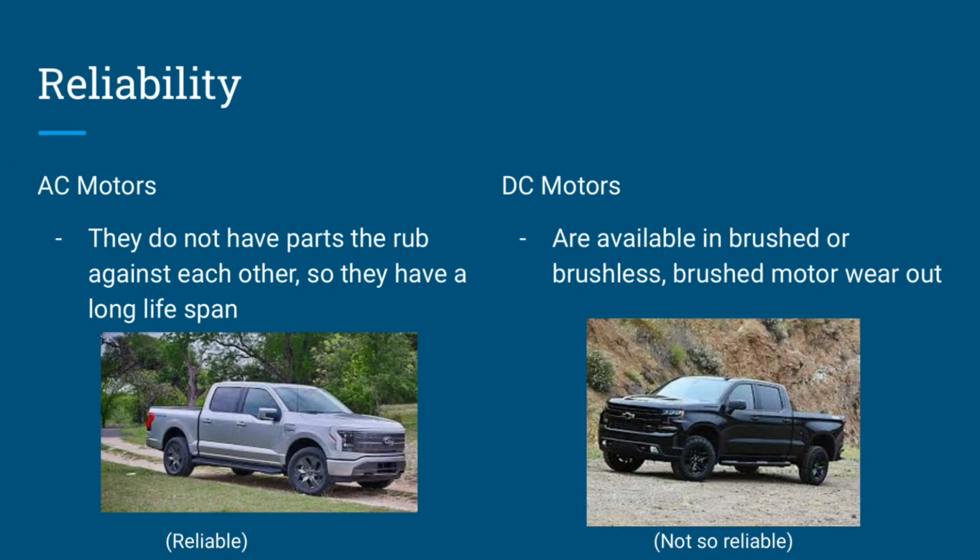AC motors do not have parts that rub against each other and therefore have a long lifespan. DC motors are available as brushed or brushless. Brushed DC motors wear out because the carbon wire brush constantly rubs between the motor's rotating component and the center. This brush wear can even lead to sparking. Brushless DC motors do not have parts that rub against each other, so they require less maintenance.